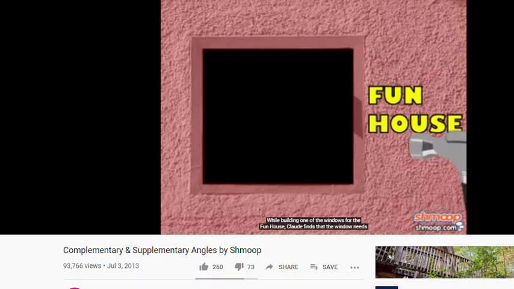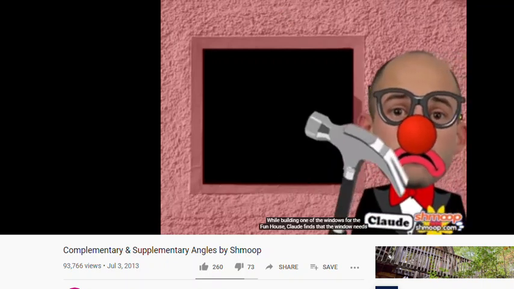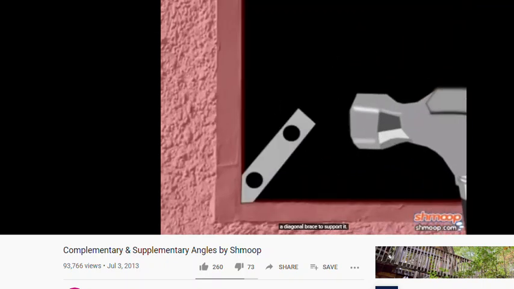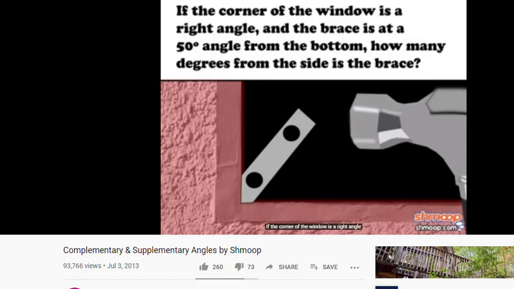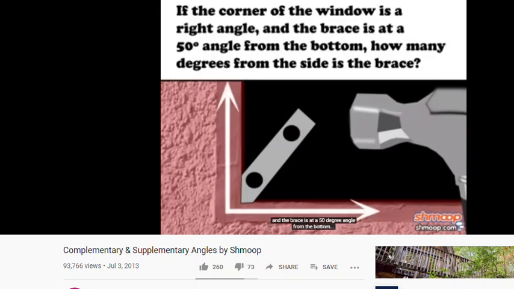While building one of the windows for the funhouse, Claude finds that the window needs a diagonal brace to support it. If the corner of the window is at a right angle and the brace is at a 50-degree angle from the bottom, how many degrees from the side is the brace?